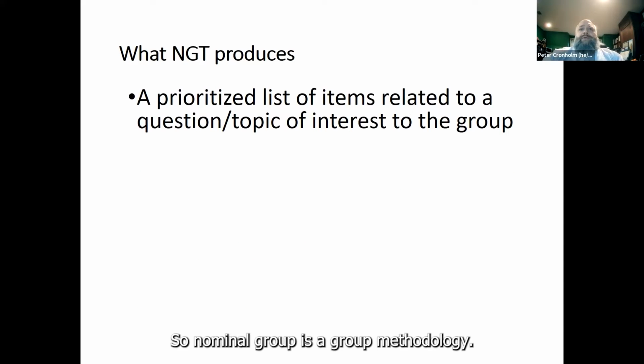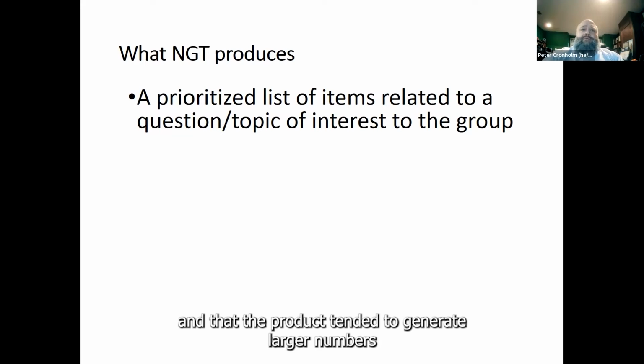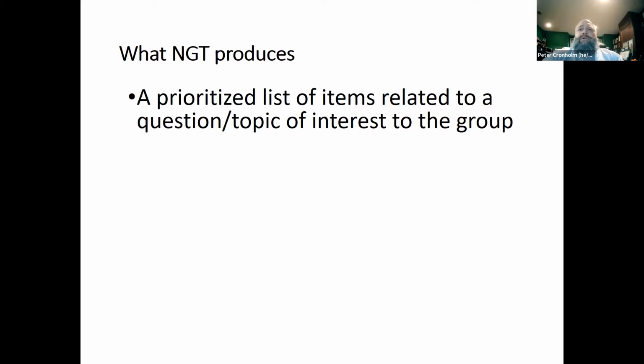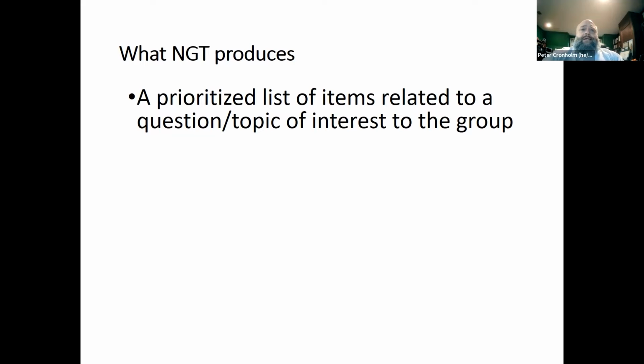So nominal group is a group methodology. It was developed in the 60s. As it was being developed, it was noted that participants reported really high satisfaction with the process, and that the product tended to generate larger numbers of ideas compared to other group methodologies. It's a version of a small group discussion. It is highly structured, and it's designed to lead a group towards consensus.